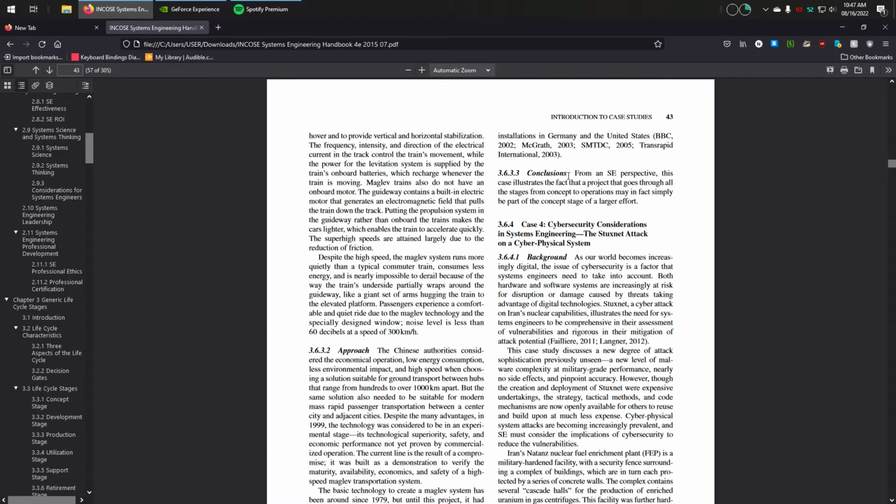3.6.3.3 Conclusions. From an SE perspective, this case illustrates the fact that a project that goes through all the stages from concept to operations may in fact simply be part of the concept stage of a larger effort.